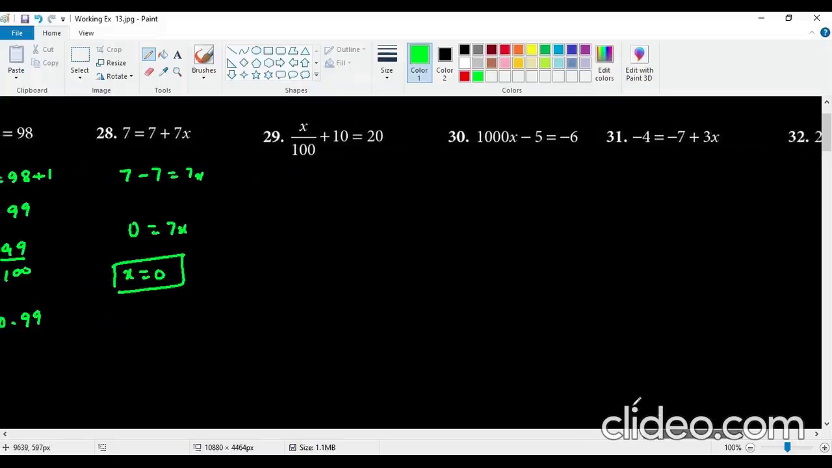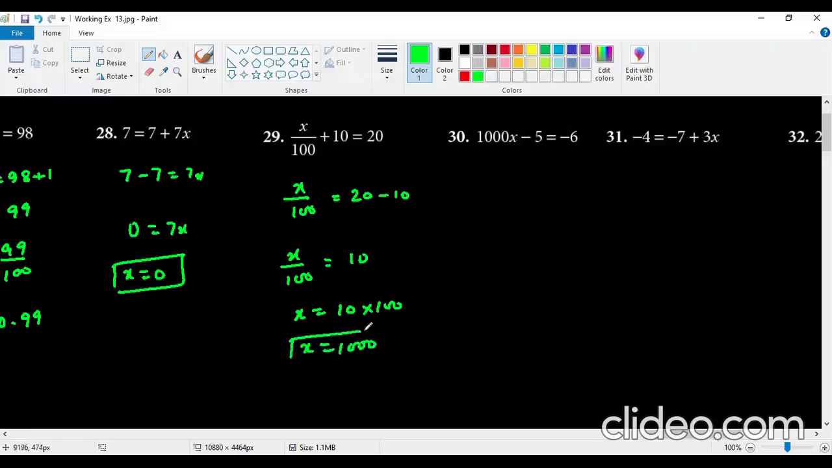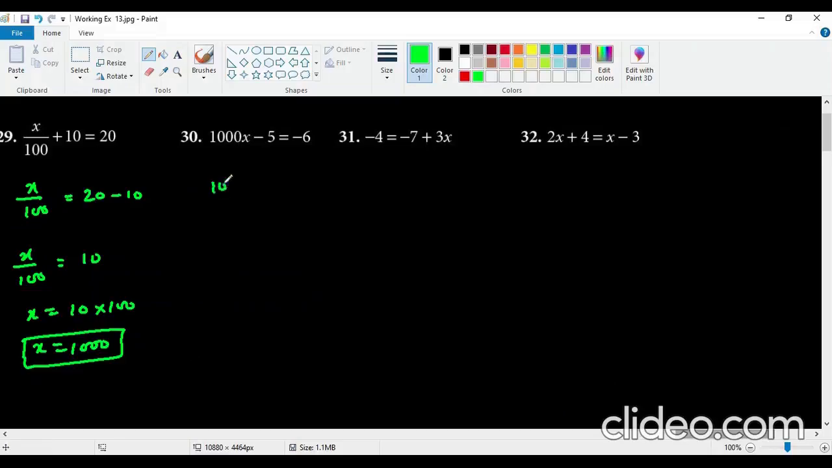Now, in here, x over 100 equals 20 minus 10. That means x over 100 equals 10. And when 100 is dividing x, on the other side it will go and multiply by 10. So it's going to give us x equals 1000 as an answer. Next question is 1000x equals minus 6 plus 5. That means 1000x equals minus 1. So x is equal to negative 1 over 1000.